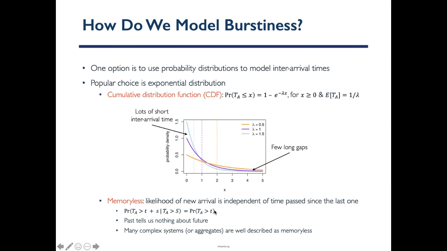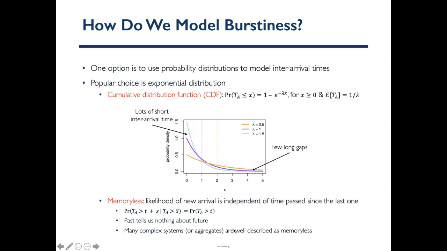The probability that you will wait for another t units of time is the same as had you waited 2 seconds or 10 seconds or 20 seconds. So the probability doesn't change. It's memoryless. So basically the past doesn't tell us anything about the future.